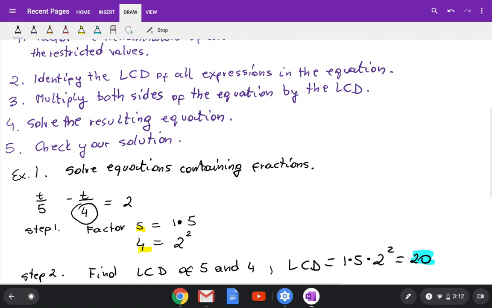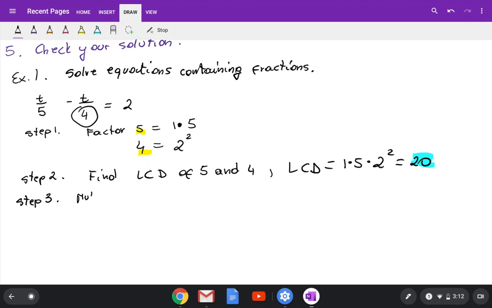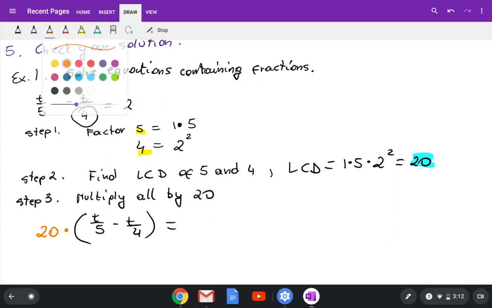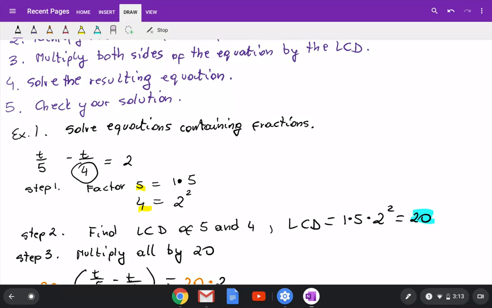Okay, so when we find the LCD, which is 20, now I'm going to move to step 3. So step 3, multiply both sides of the equation by the LCD. So multiply all by 20. So I'm taking that 20 and I multiply it by the left side of the equation, which is t over 5 minus t over 4, equal, and I'm taking that 20 and I multiply the right side of the equation, which was 2, so 20 times 2. Okay. Step 4 is solve the equation.